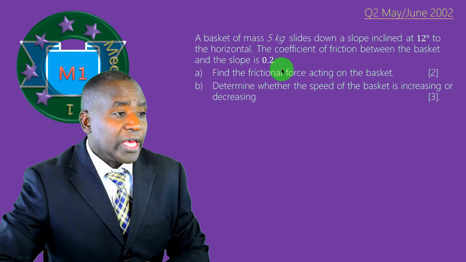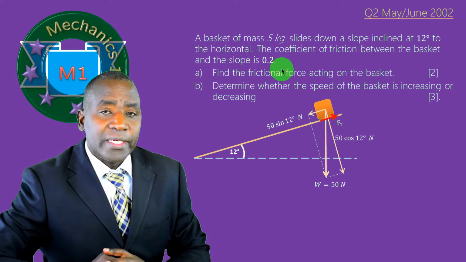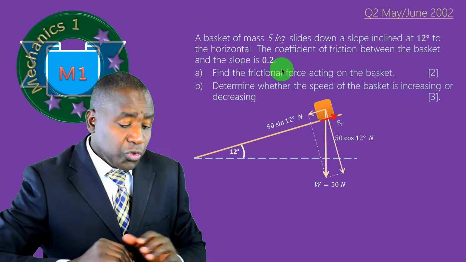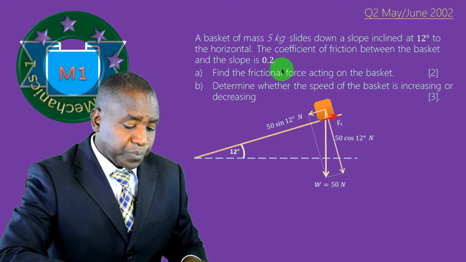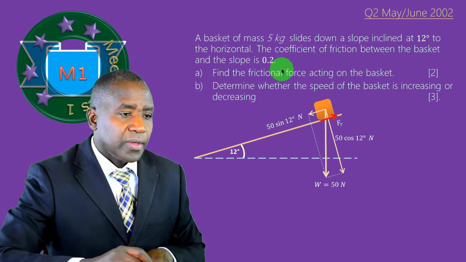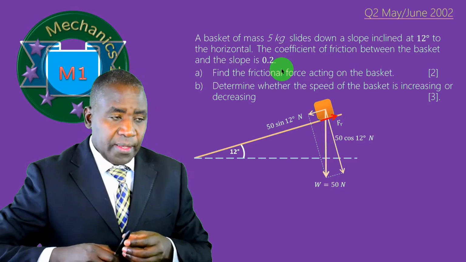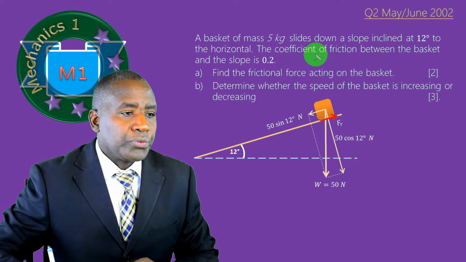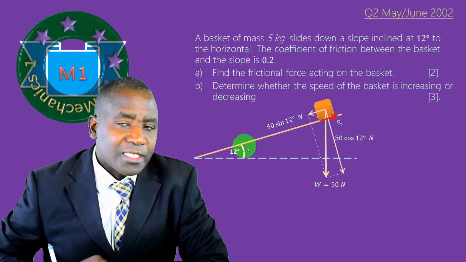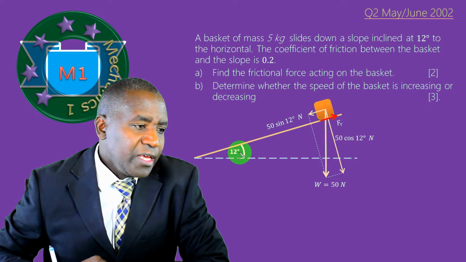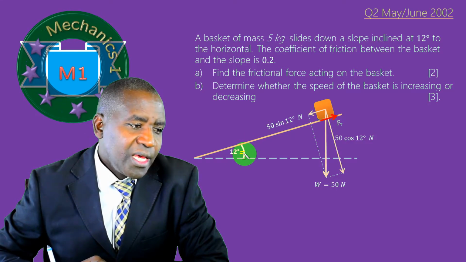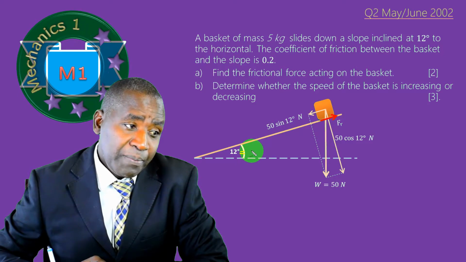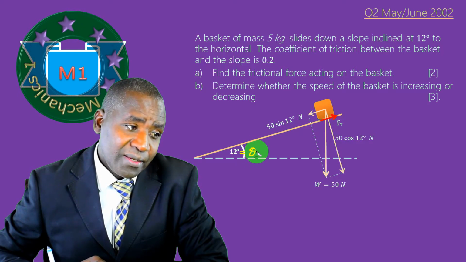So I've already drawn the inclined plane over there. And when you draw the inclined plane, the first thing that you do is to indicate this angle. If it is given in the question, indicate it. If it's not given in the question, probably they will ask you to calculate it.